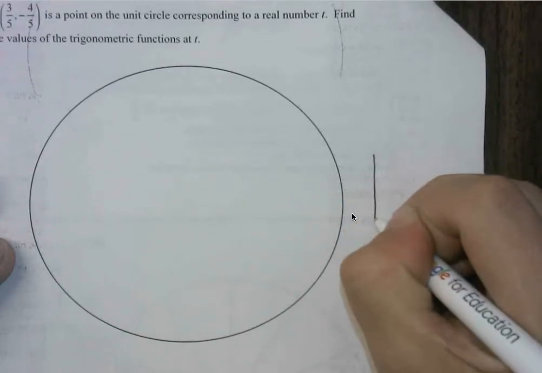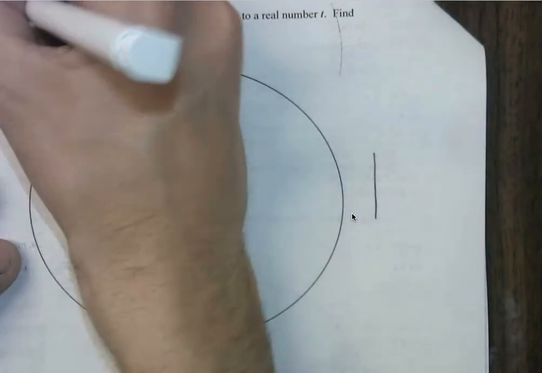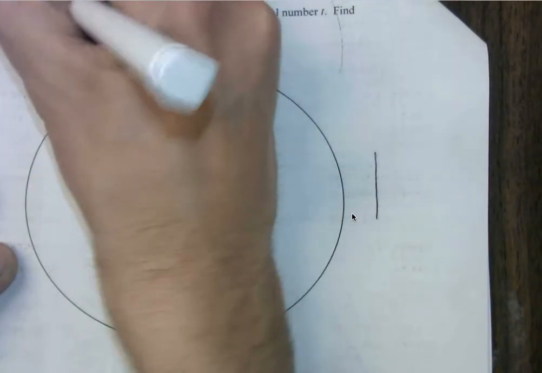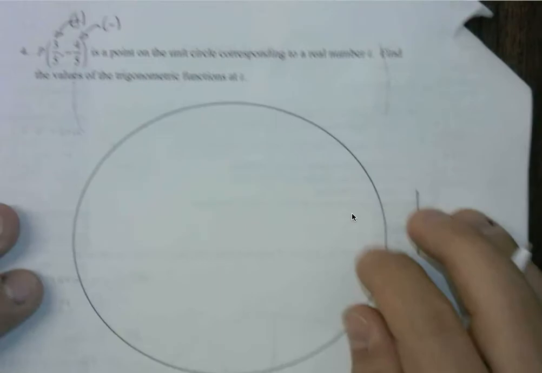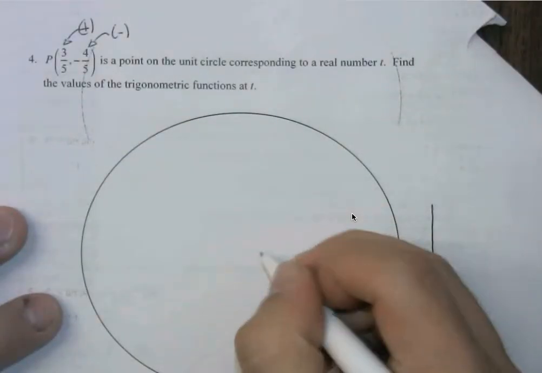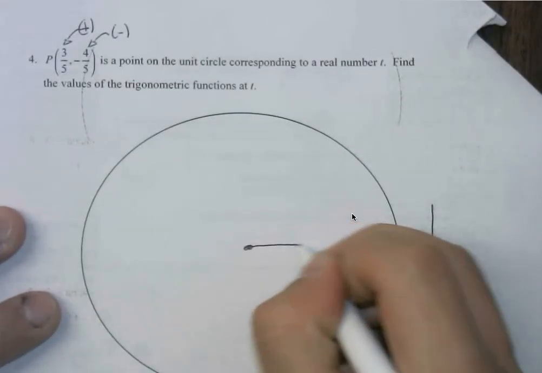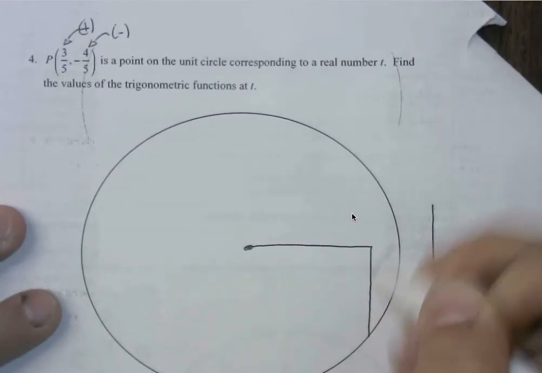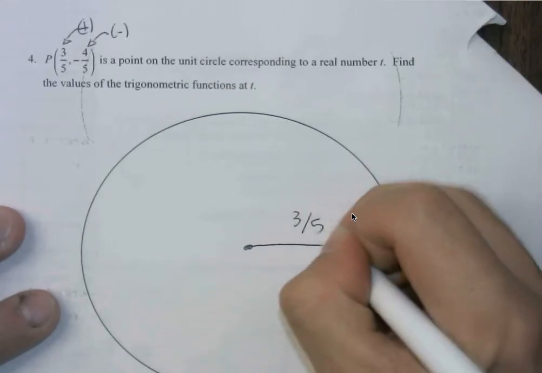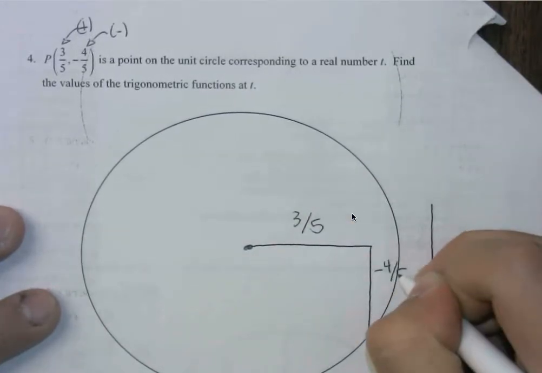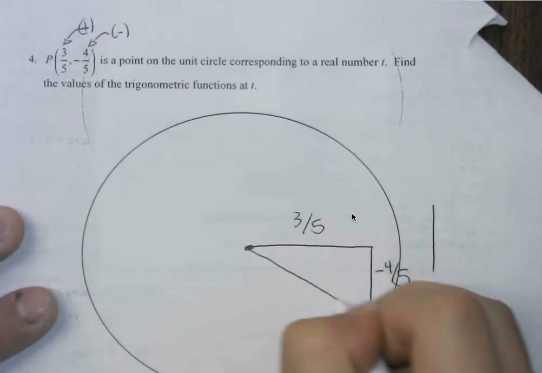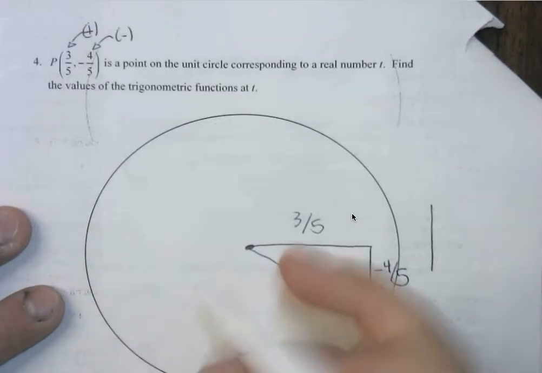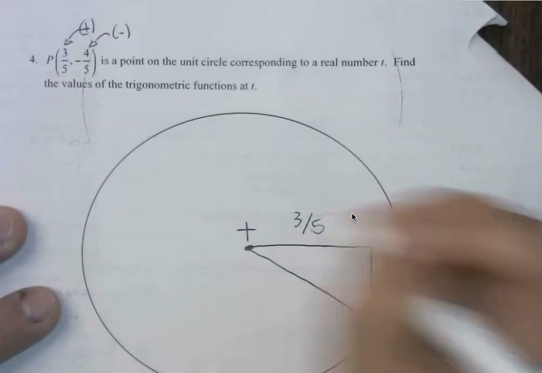So we have a positive x coordinate. So this is positive, but our y coordinate's negative. So drawing that out may be helpful. So draw this triangle like so. Positive x direction, negative y direction. This is 3/5, this is negative 4/5. And we're finding the values of the trig functions at t, which is here.